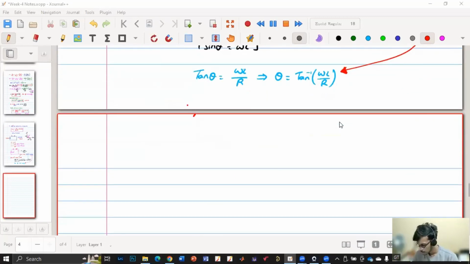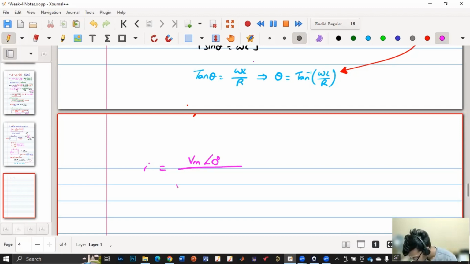So my I is nothing but Vm angle 0 degrees by square root of R square plus omega square L square angle tan inverse omega L by R. And one more thing you need to remember.